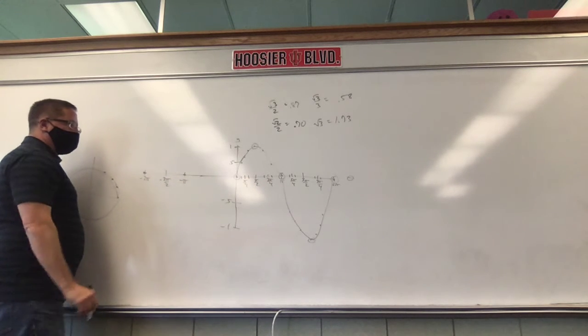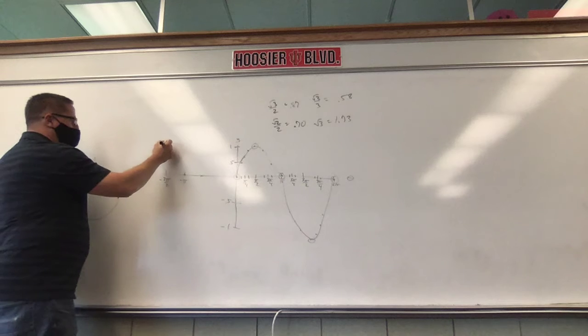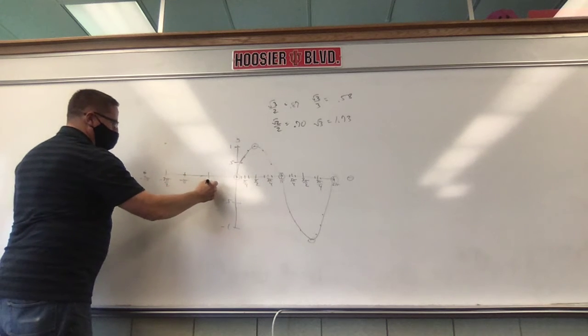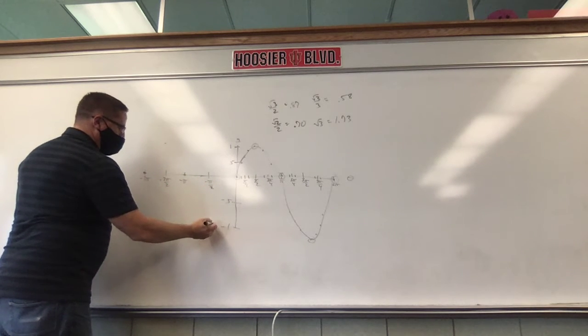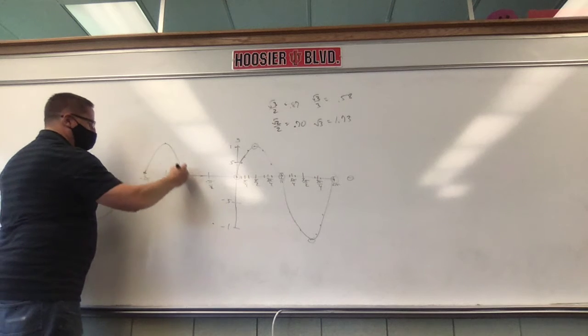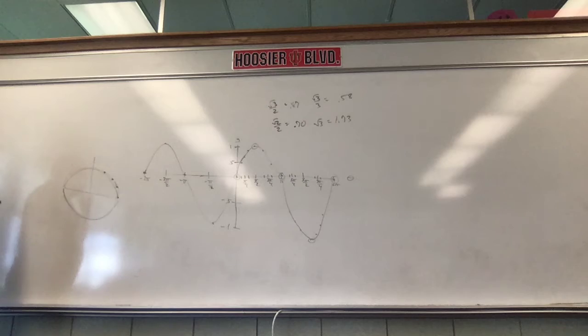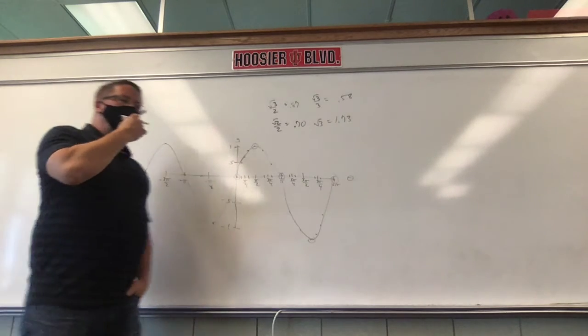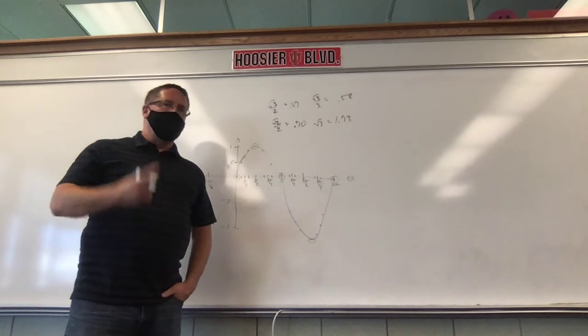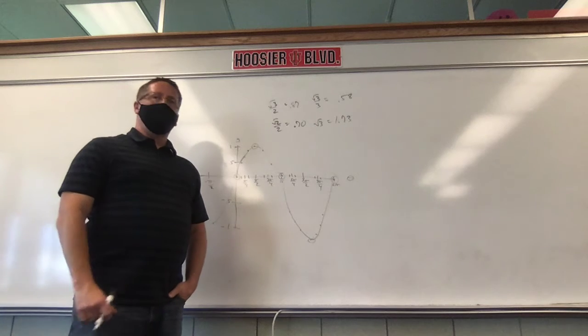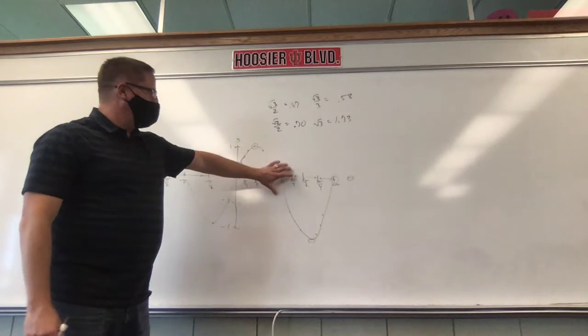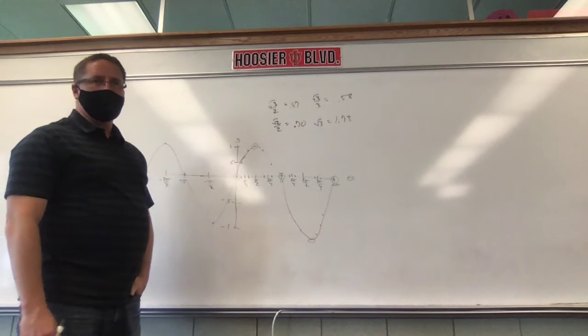How about negative 3 pi over 2? Where's that going to be? Up at 1. And where's negative pi over 2 going to be? Down at negative 1. Those are our 5 points. That's 2 cycles of a sine graph. So, when we're doing our assignments over the next week or so, we're only going to do one cycle. Only one, okay?